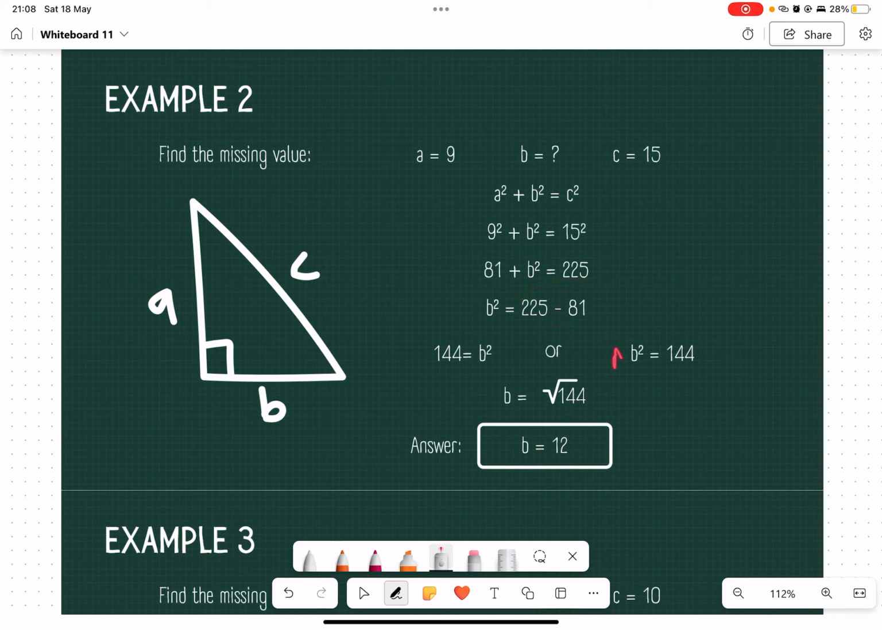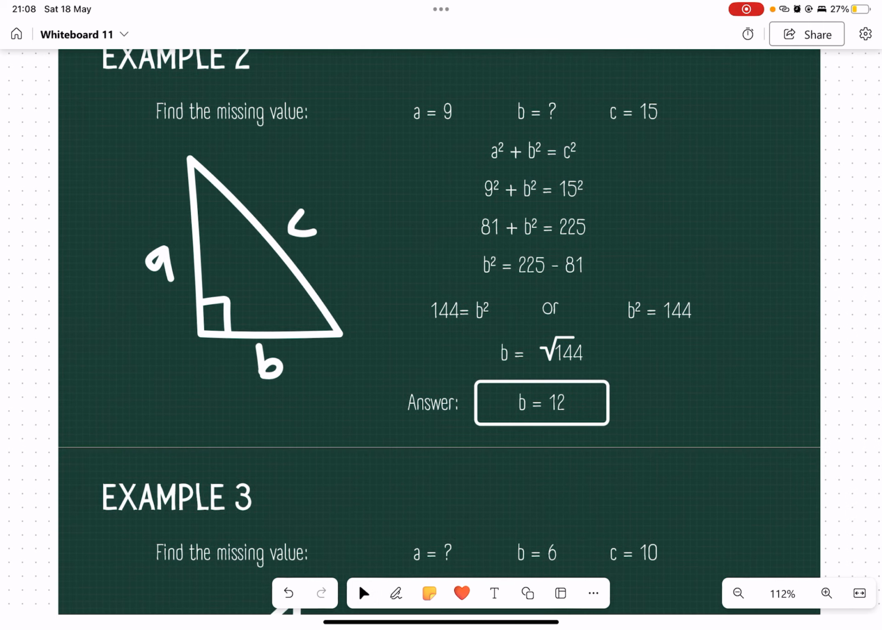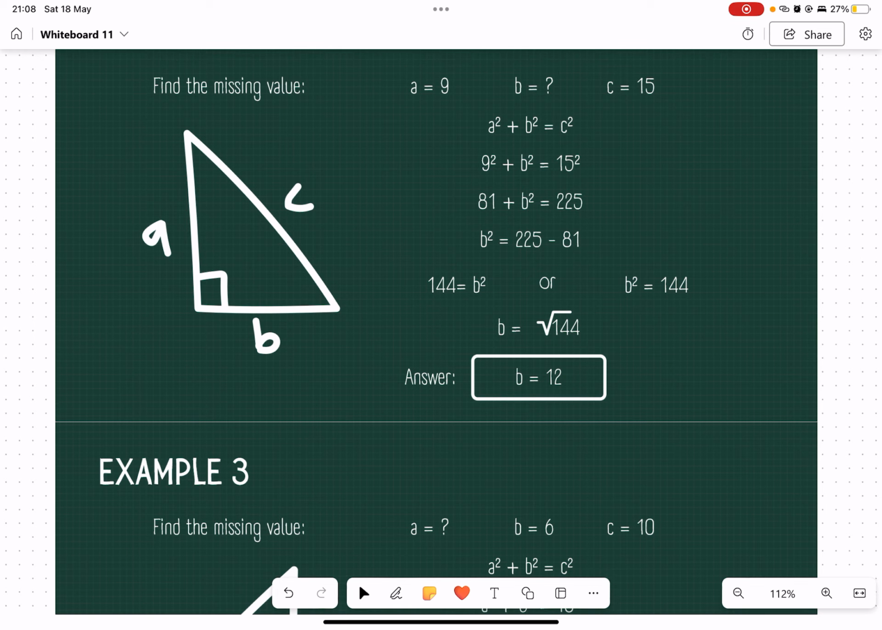And then we need to square root both sides so that B is by itself. Square root of 144 is 12. All right, perfect. Now I need you to pause the video and try example 3.